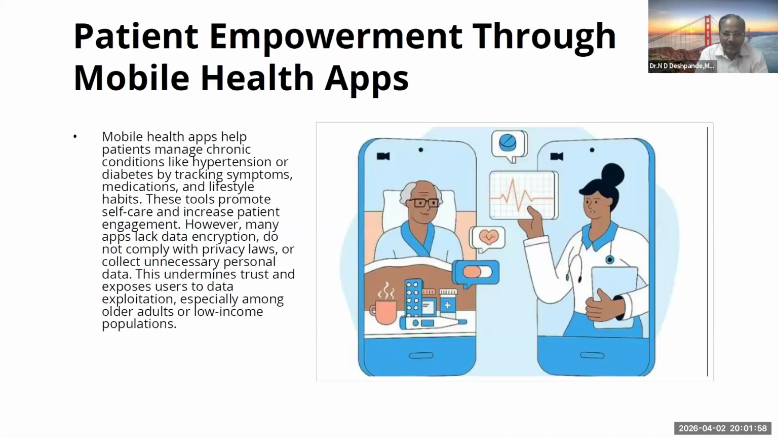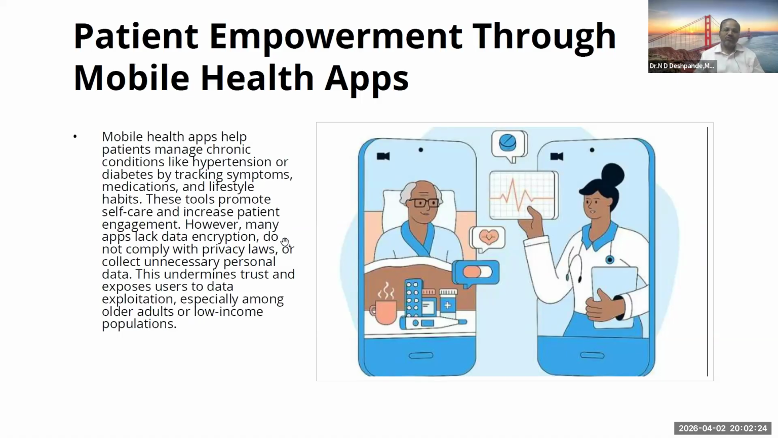So, patient empowerment through mobile health apps. People talk to one another regarding chronic conditions like hypertension or diabetes, tracking symptoms, medications and lifestyle habits. These tools are used to promote self-care. Over a long period of time, they should know what their sugar levels or BP are. However, many apps lack data encryption.